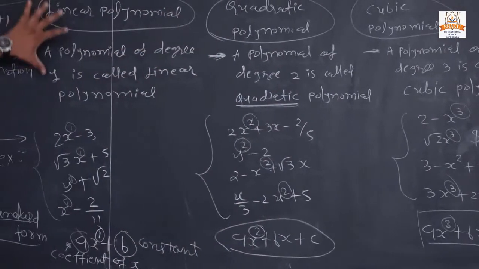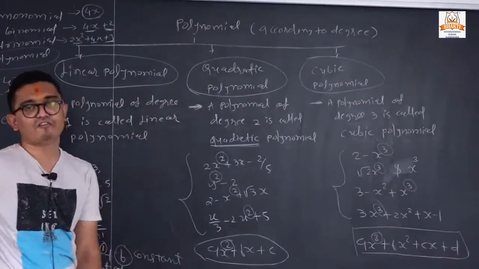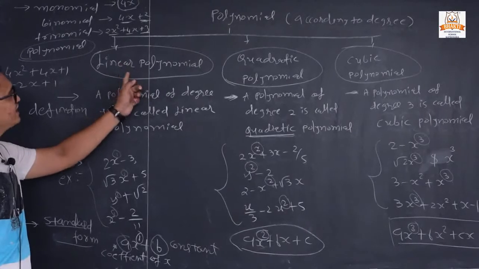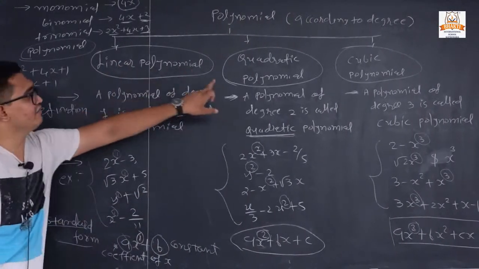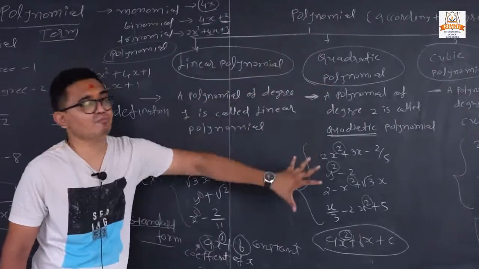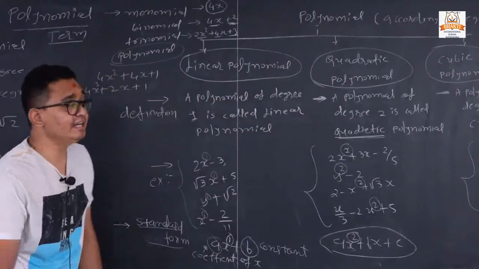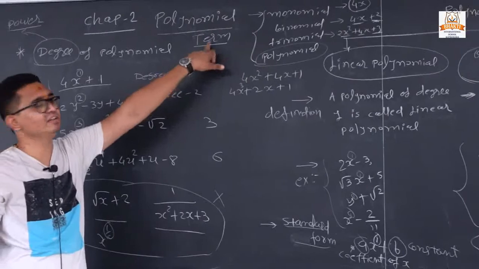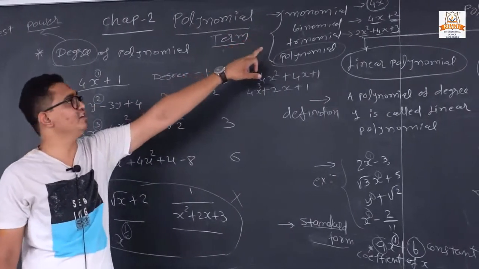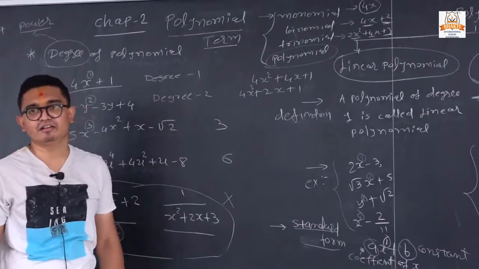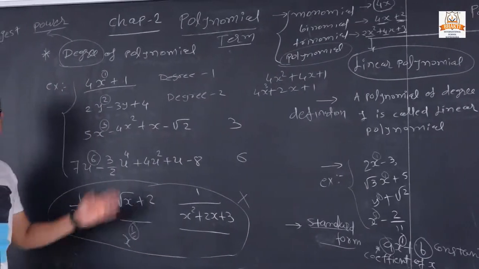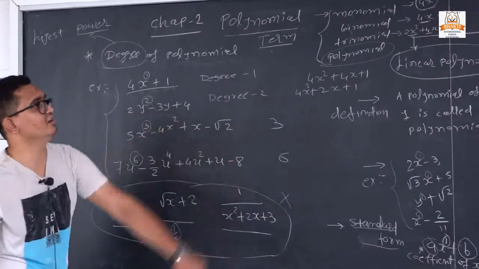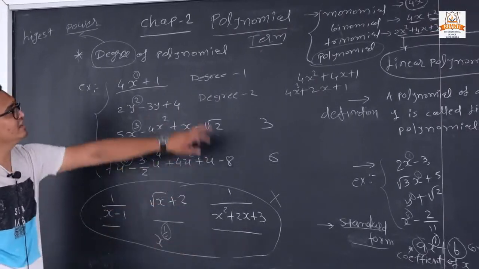So from this chart we can get the idea of what a polynomial is, and according to the degree we are classifying 3 different polynomials: linear, quadratic and cubic. We can also learn that according to the number of terms, we have 4 classifications: monomial, binomial, trinomial and polynomial. We can also see examples of what is called a polynomial and what is not. These are the basics of chapter 2, class 10, polynomial.